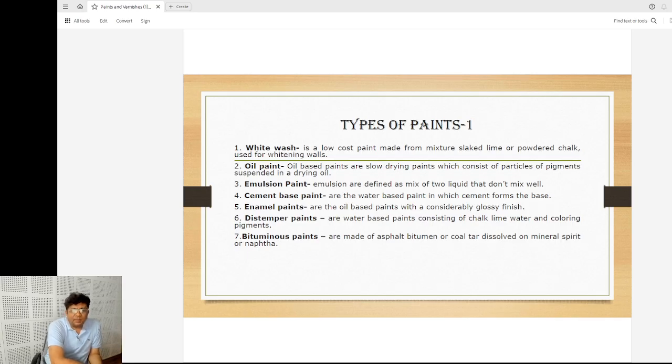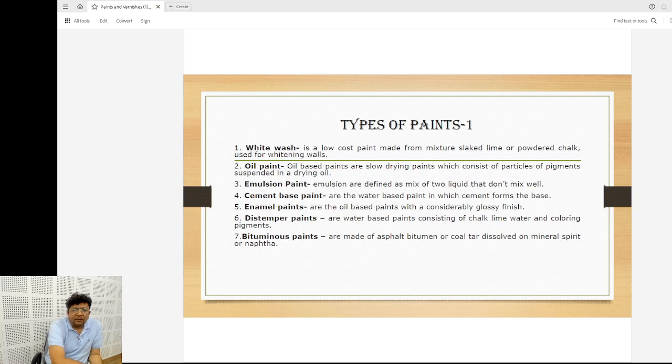Then there's a cement based paint in the market, which we generally call snowcem or something like that, which is basically a whitewash only with colors of pigments of shade. Then number five, we have enamel paints. Enamel paints are basically oil-based paint which gives a glossy finish to a metal surface. On a metal surface, we don't use cement-based paint; we use enamel paints. Then distemper paints are basically whitewash and cement-based paints which have different shades.